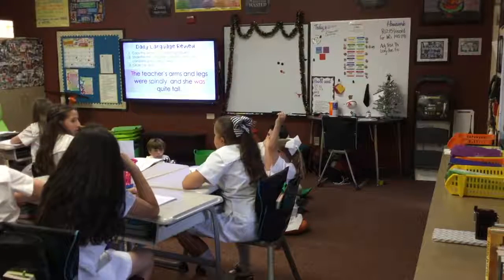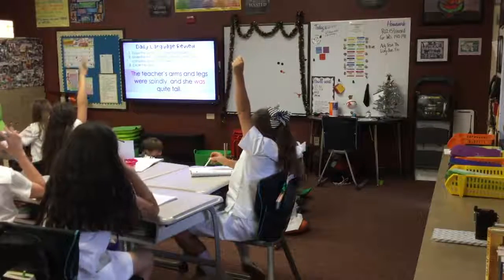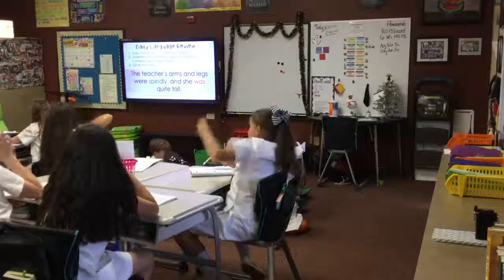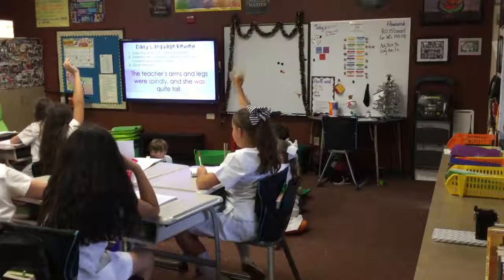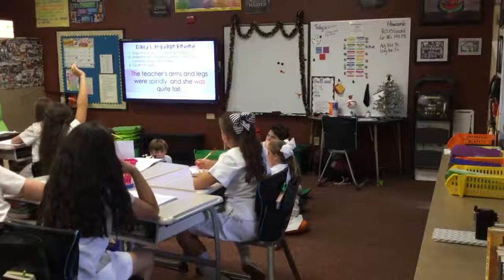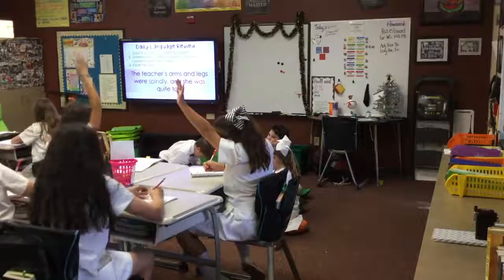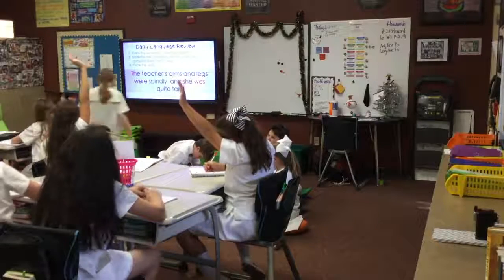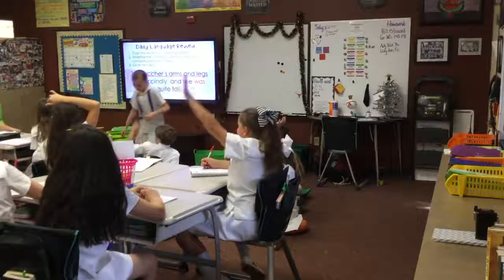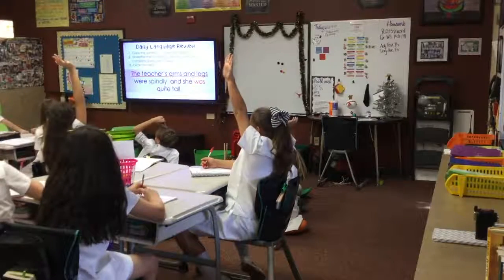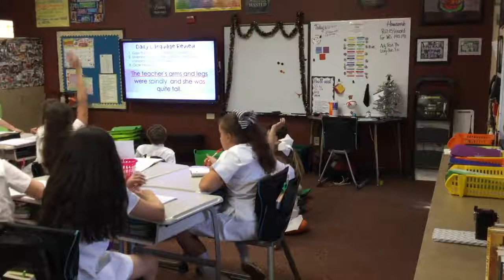So let's talk about the complete subject. What's the complete subject for the first segment of our compound sentence? Maddie? The teacher's arms and legs. The complete subject, so all the words in the subject. Excellent, you got it. Will you go swipe for me? If I were to ask you the simple subject, what would that be? What's the bare part of that? Keegan? Arms and legs. You got it.